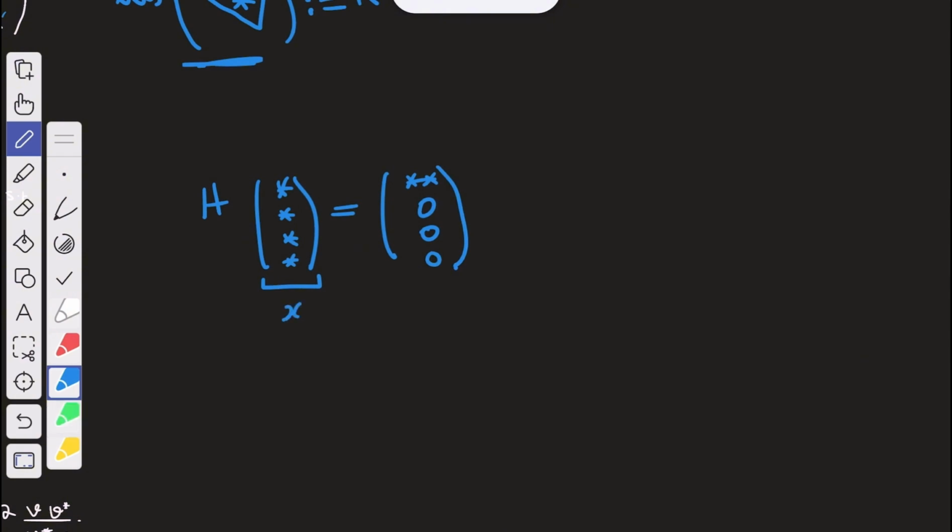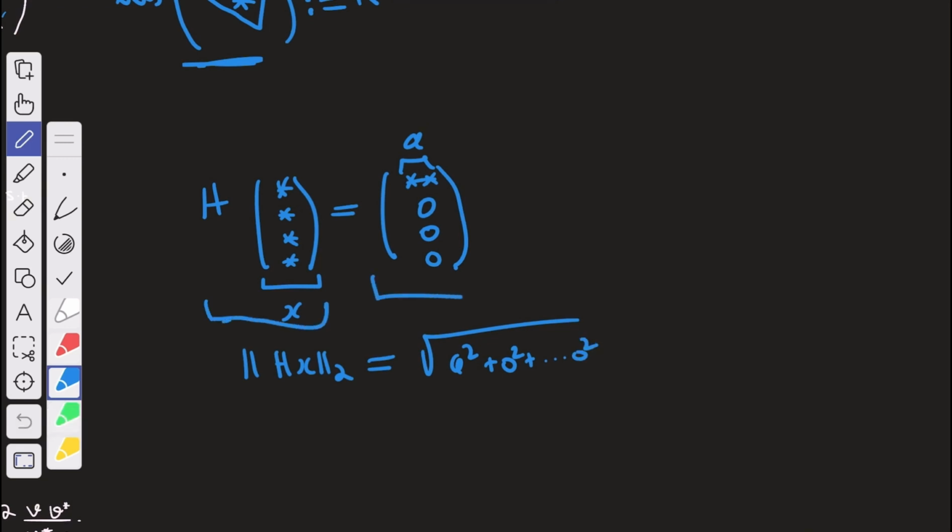Before we investigate what H is, let us try to find what this entry would be. If we call this entry a and we call the vector x, we notice that the 2-norm of Hx would be the square root of a squared plus 0 squared plus dot dot dot plus 0, because the 2-norm of the left hand side is equal to the 2-norm of the right hand side, and we'll be left with this vector, and this is just the absolute value of a.